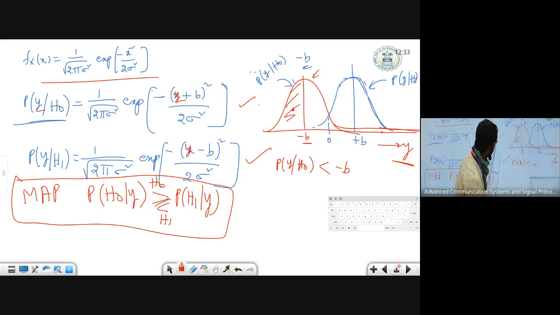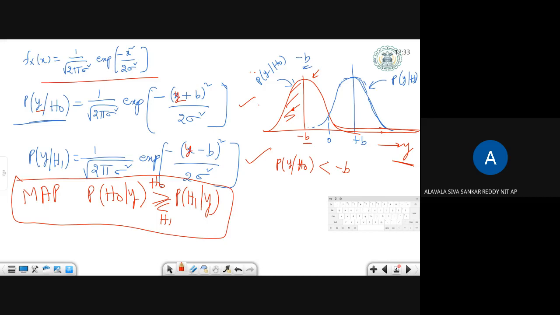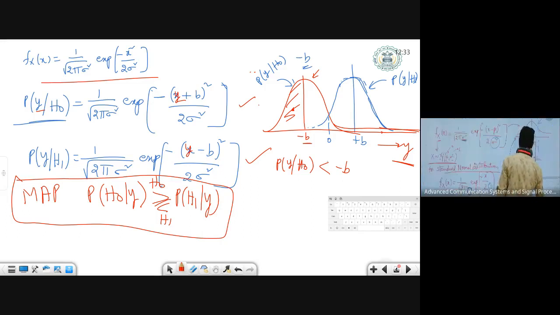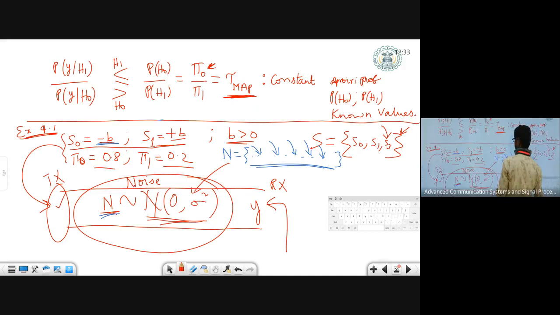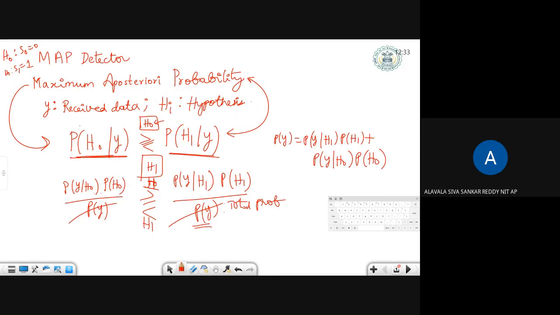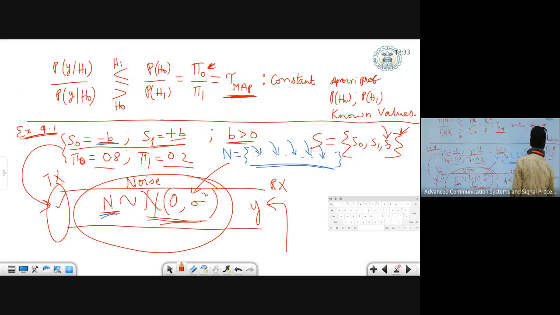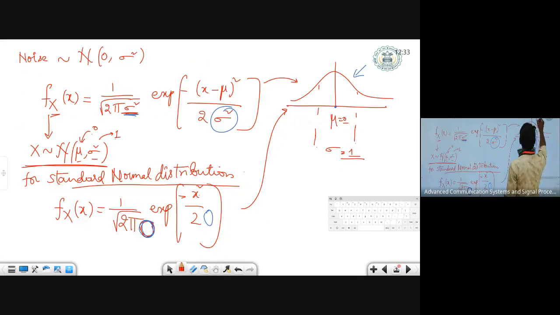Sir, probability is always between 0 and 1. Obviously, certainly. And the area of this curve will also be equal to 1. This area will always be equal to 1. This equation's area will always be equal to 1, and this equation's area also will be equal to 1. If you want, you can calculate it. That's because it is representing the probability density function.